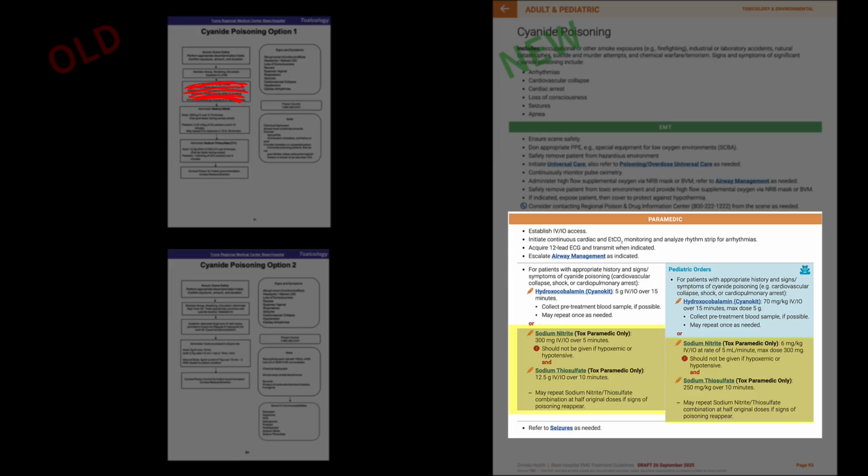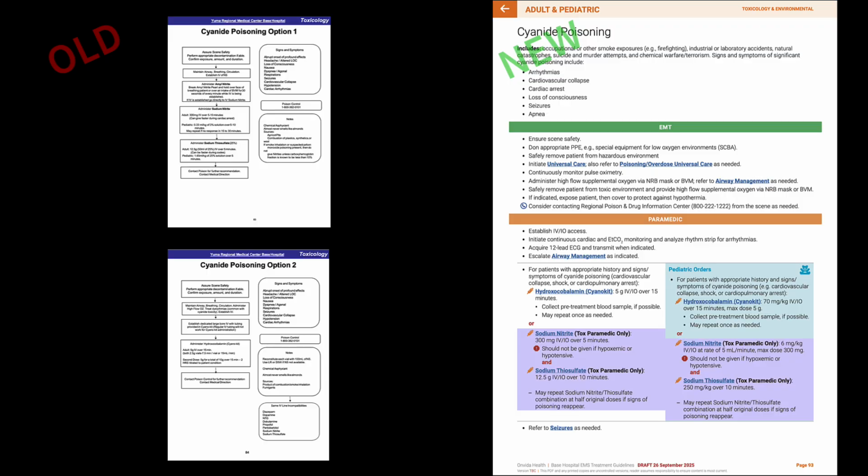Pediatric dosing is included in line, just as with the old protocols, and there's a reminder that if symptoms reoccur, the nitrite and thiosulfate combination may be repeated at half the original dose. Please note that the pediatric doses are now expressed first in milligrams per kilogram instead of the milliliters per kilogram in the old version. That's very important.